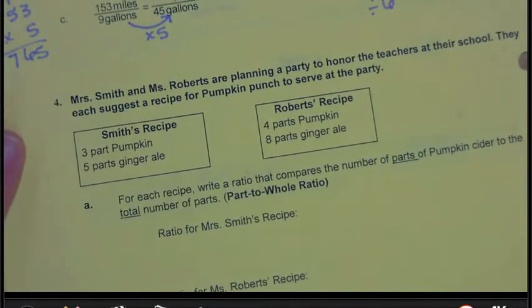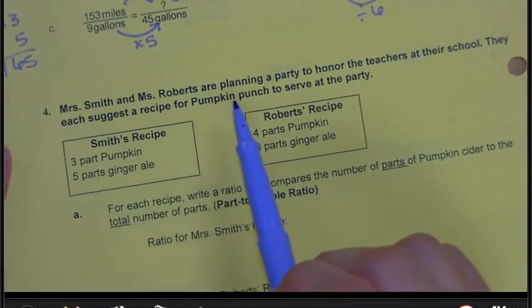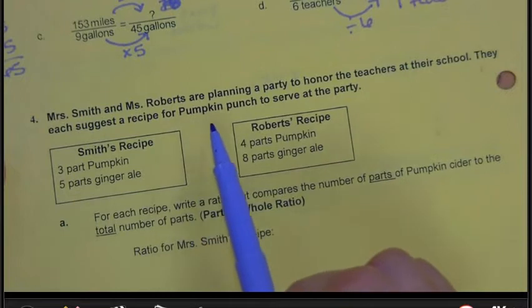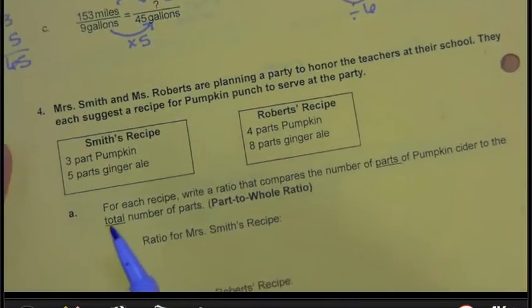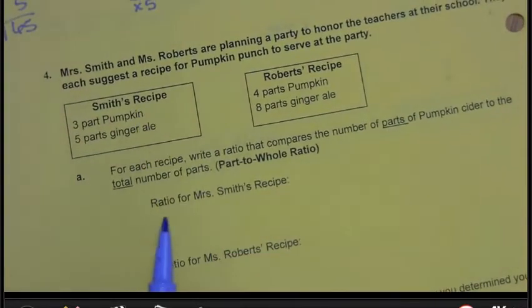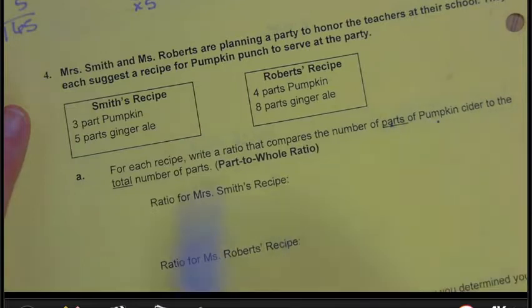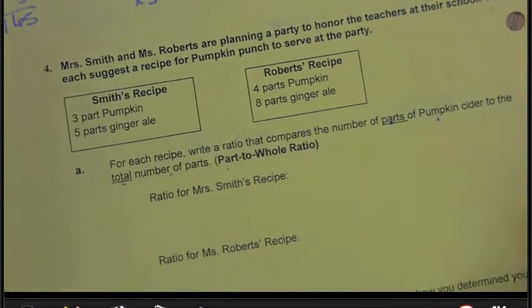All right, number 4. Mrs. Smith and Miss Roberts are planning a party to honor the teachers at their school. They each suggest a recipe for pumpkin punch to serve at the party. Smith's recipe is 3 parts pumpkin, 5 parts ginger ale. Roberts' recipe is 5 parts pumpkin, 8 parts ginger ale. For each recipe, write a ratio that compares the number of parts of pumpkin to the total number of parts, so a part to whole ratio.